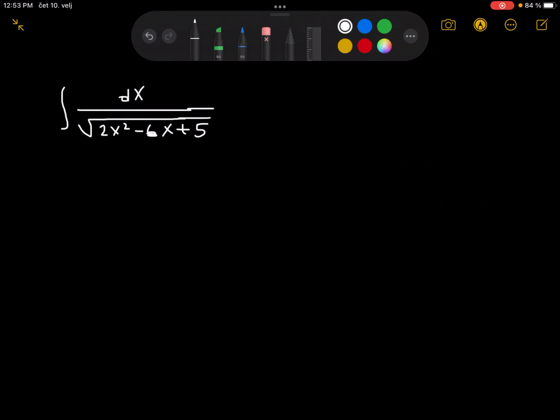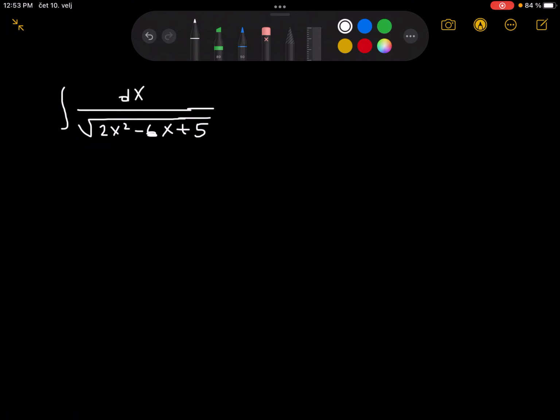So hello everybody, today we're going to be doing an indefinite integral. Namely, it's the integral of dx over the square root of 2x squared minus 6x plus 5.